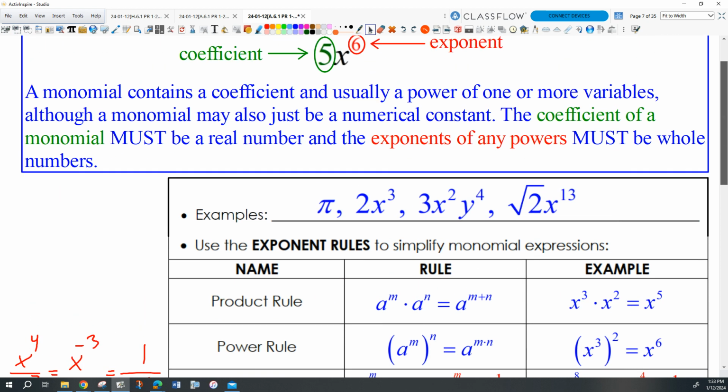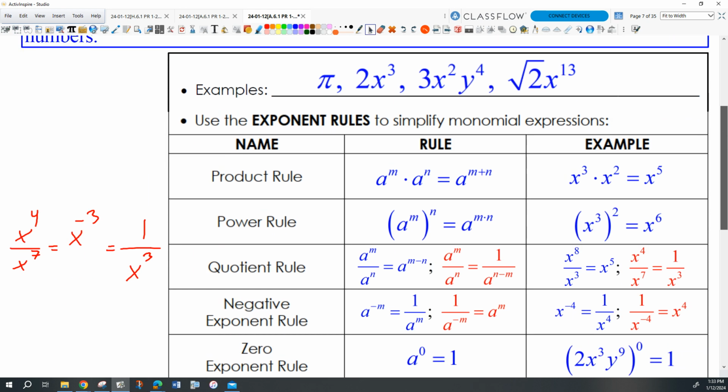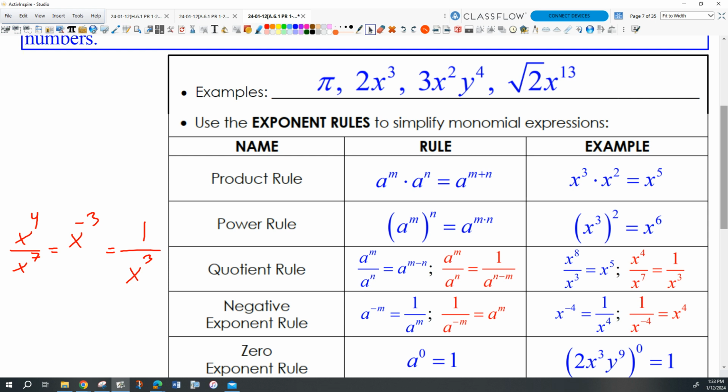Here are some examples of monomials. A number like pi by itself is fine. It doesn't even have to have a variable. It could just be a number. A number by itself is considered to be a monomial. It could be a coefficient times a power of a variable. It could be a variable by itself too. It could involve multiple variables, where I'm multiplying by multiple variables. Or it could be something like the square root of 2 times x to the 13th, because that square root of 2, even though it looks a little strange, is a real number. And the coefficient just has to be a real number.